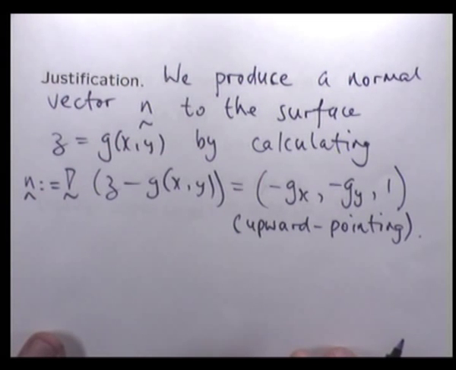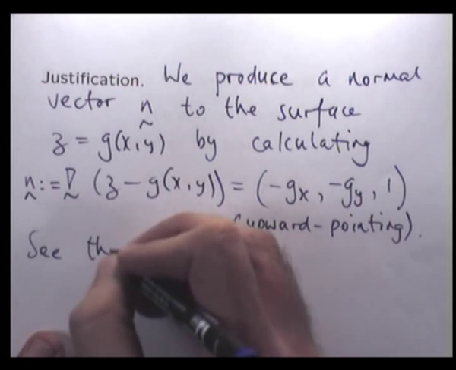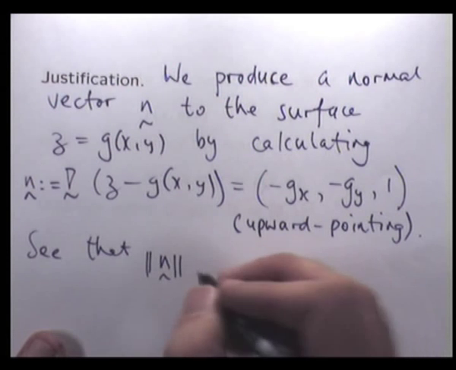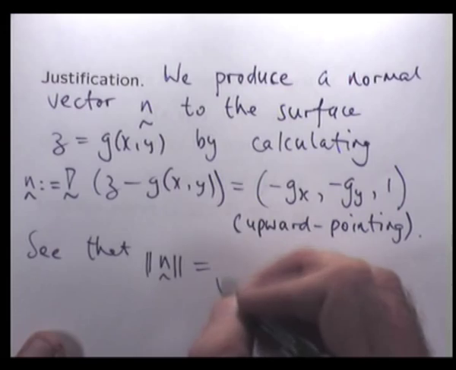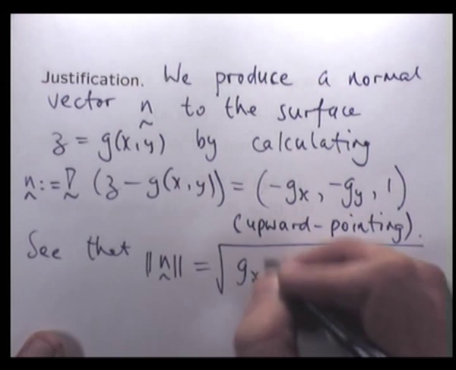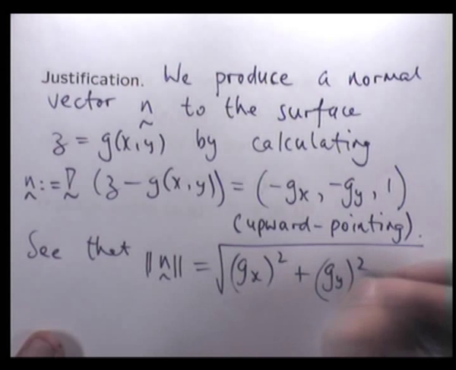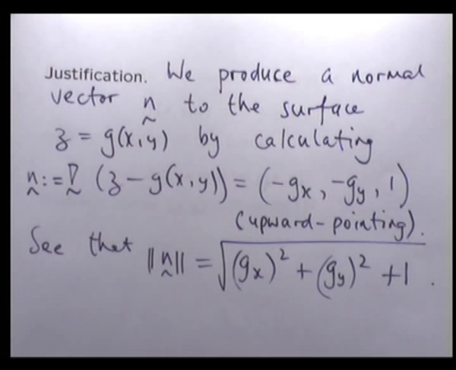All right, so what about the magnitude of N? Well, the magnitude of this upward pointing normal vector is just... starting to look familiar. Now, what else can we deduce involving the angle? The angle between these two vectors.